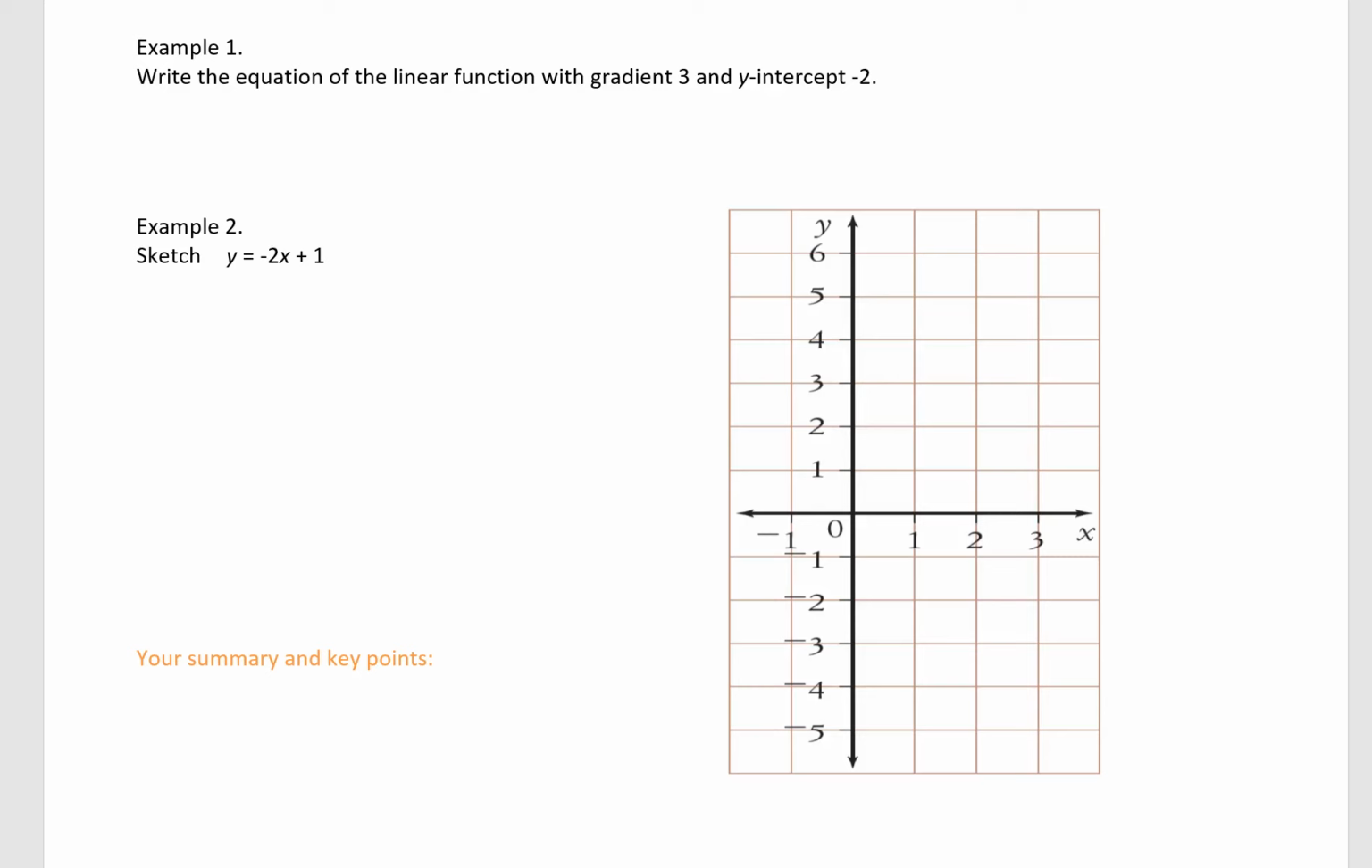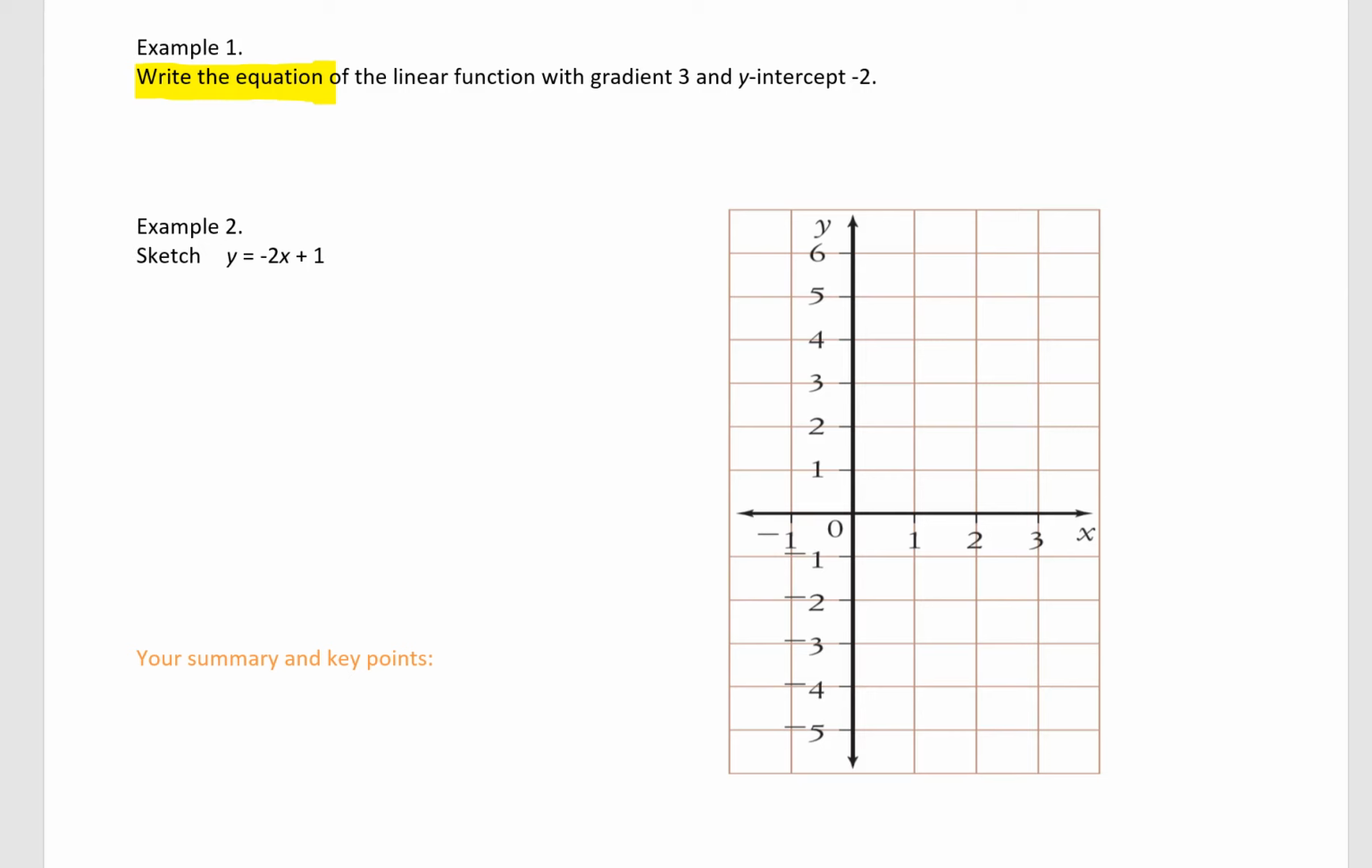In example 1, they simply ask you to write the equation of the linear function with gradient 3, y-intercept minus 2. Now, read that as many times as is necessary for you to really understand what they're asking you to do here. So, I would highlight this, write the equation. They're not asking me to draw the graph, solve anything. They're just simply asking me to write the equation.